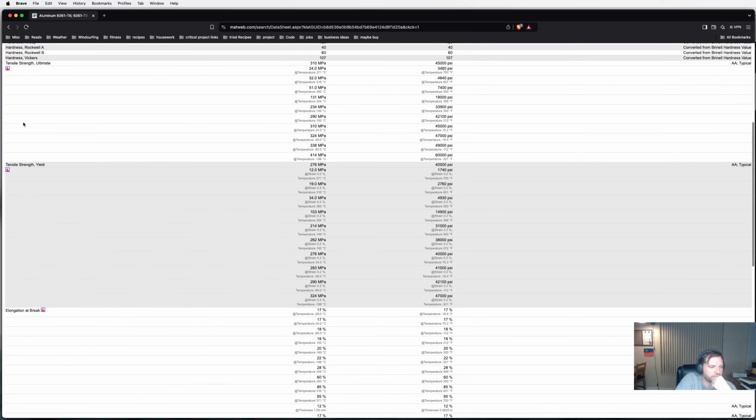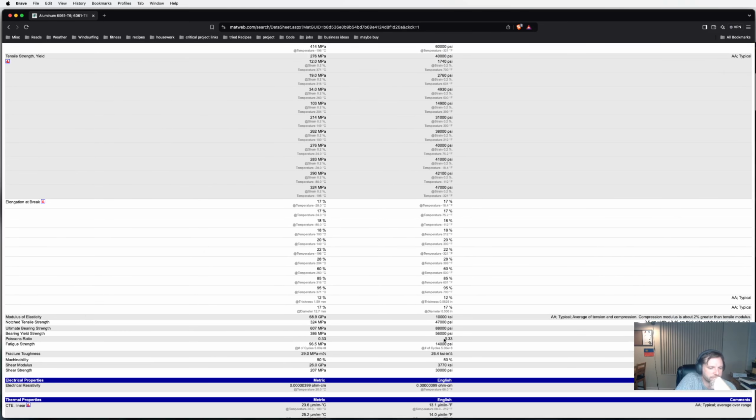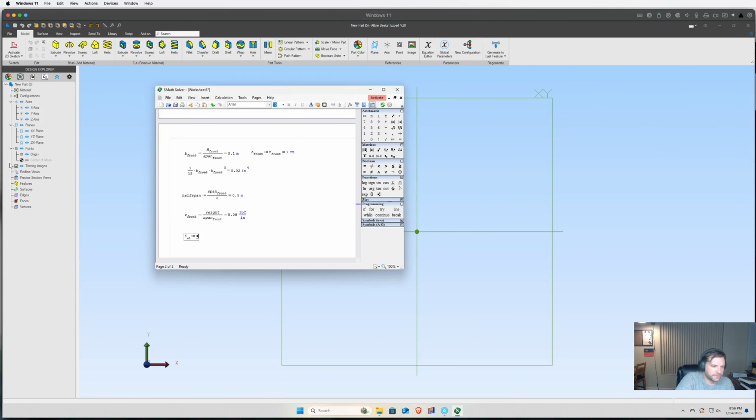And so we need to know the Young's modulus of aluminum. I went ahead and went to MatWeb, looked it up. It's 10,000 KSI, or 68.9 gigapascals. So I can put that in here, let's say 68.9. There we go. And we can also put that in KSI just for English units' sake. We can kind of look at that.